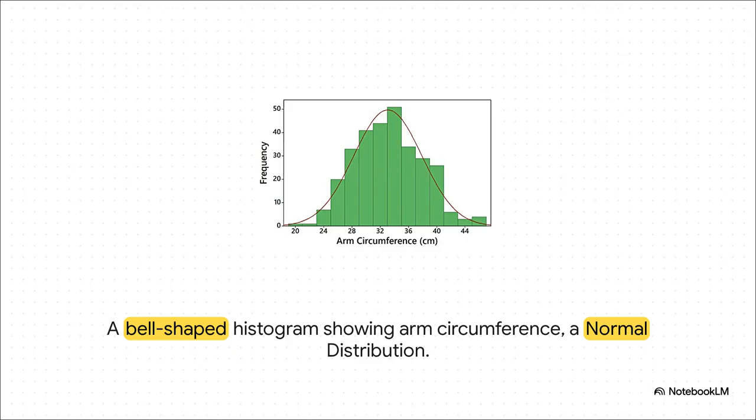I mean, you've probably seen this before. It's perfectly symmetrical, like a mirror image. Most of the values are all clustered right there in the middle, and then they get less and less common as you move away from the center. And what's really amazing is how many things in the real world, from people's heights to the arm circumferences we see here, naturally fall into this beautiful, balanced shape.